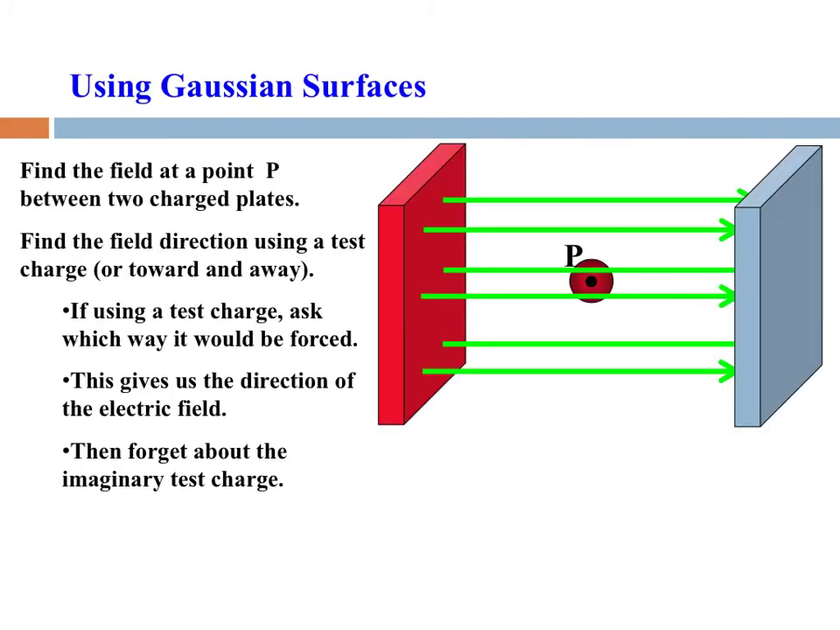So as an example, let's say you're asked to solve for the fields at a point P between 2 charged plates. Okay? We can figure out the direction of this field by using a test charge. So let's say we put a positive point charge in between these 2 plates into this electric field, and we figure out the direction that it is being forced. Okay? If we put a positive test charge, then the direction of the force is the direction of the electric field. So now we can figure out the direction of the electric field, and we can go from there.